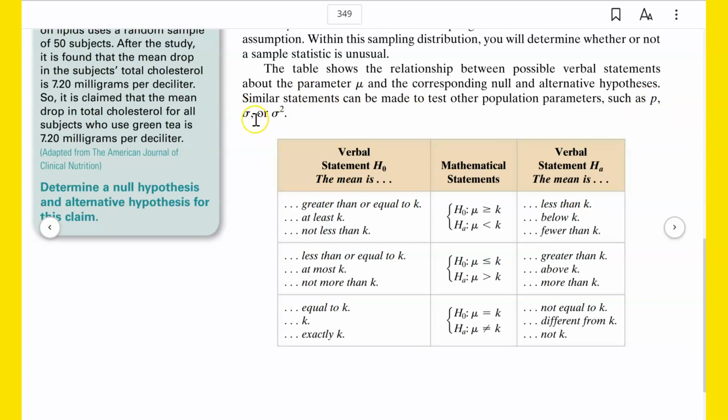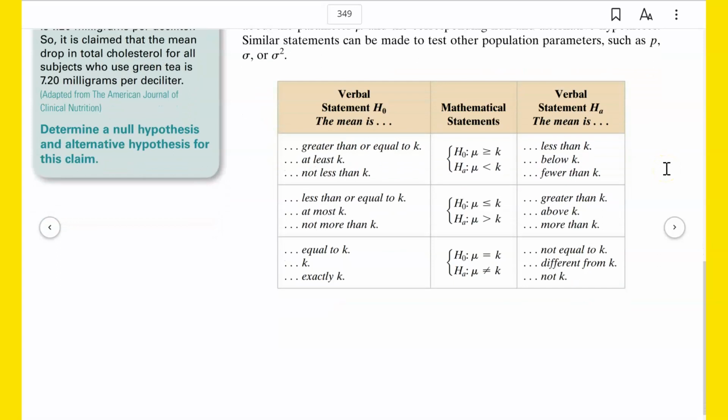Or the claim might be the standard deviation of golf shots, of the distance from the center with this golf ball is such and such, and then we'd be talking about sigma or sigma squared. Okay, so you can read that chart if you want to. Moving on.